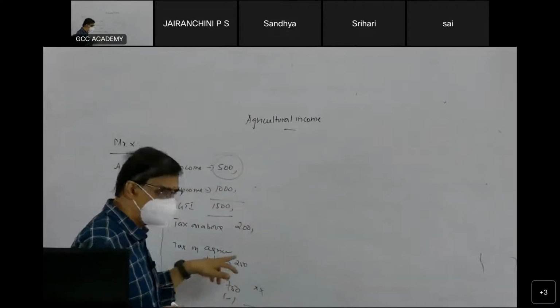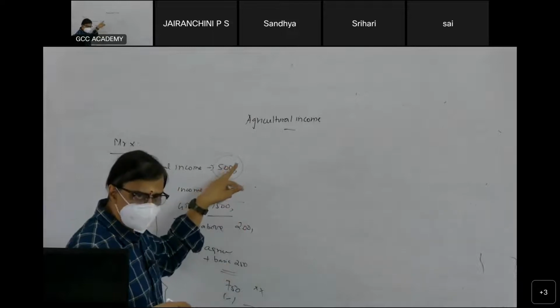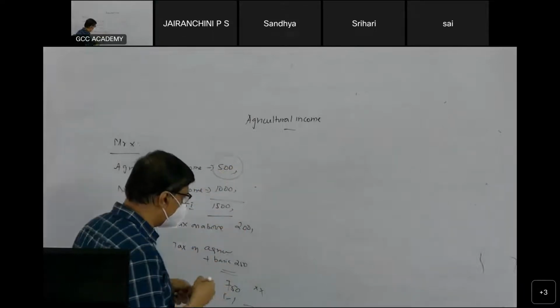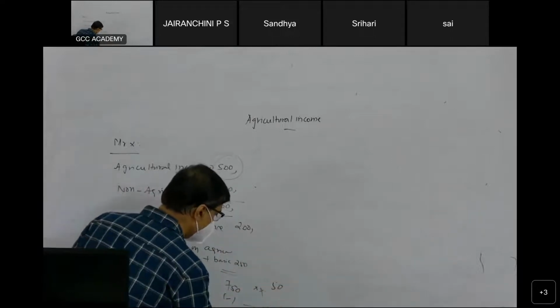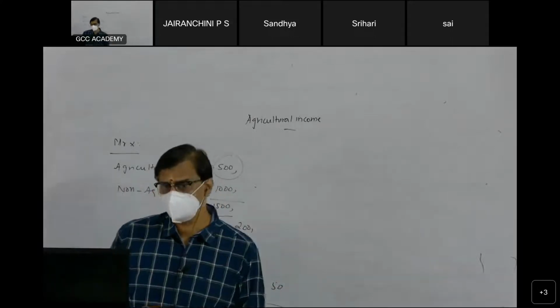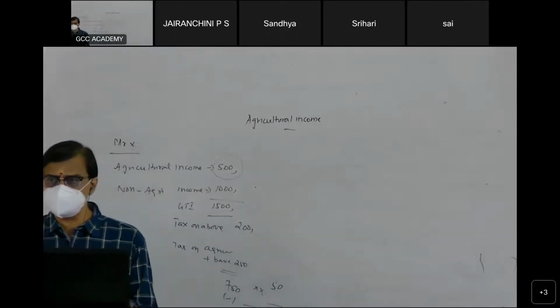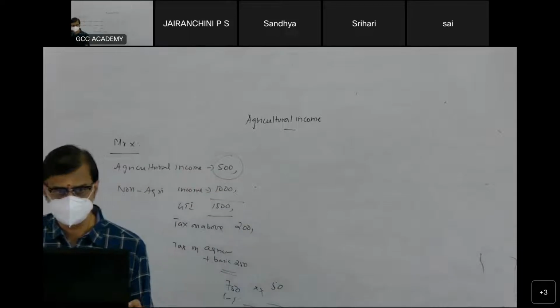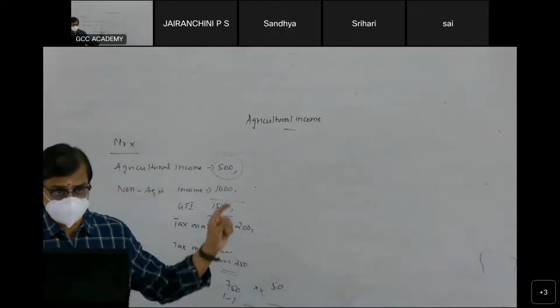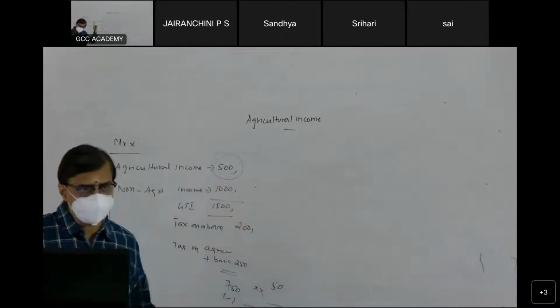So 2 lakh 50 is the basic exemption. Agricultural income is 5 lakhs. So 7 lakh 50, let us say 50,000 tax. Less that, the balance of payable tax is what? 1 lakh. This is something what we call integration of agricultural income for the limited purpose of determination of tax. This is the special treatment of agricultural income under income tax.